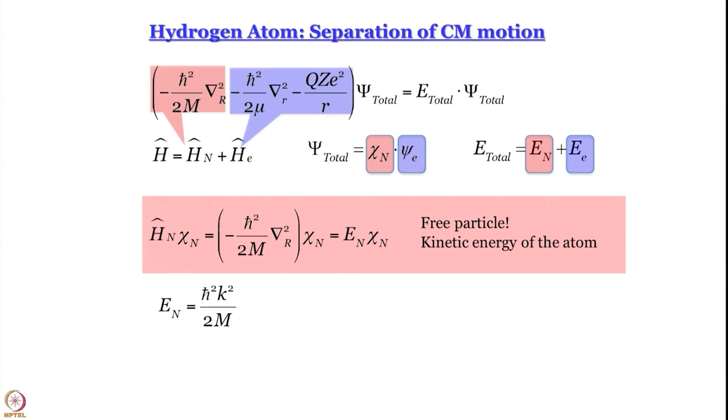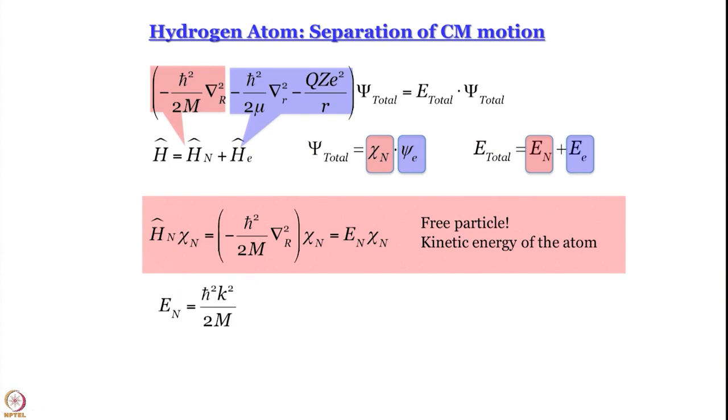Of course, here the consideration is that the atom doesn't interact with anything else. That's why there is no potential energy term. And energy here is h cross square k square divided by 2 capital M, which is not quantized. It can take up any possible value of energy.